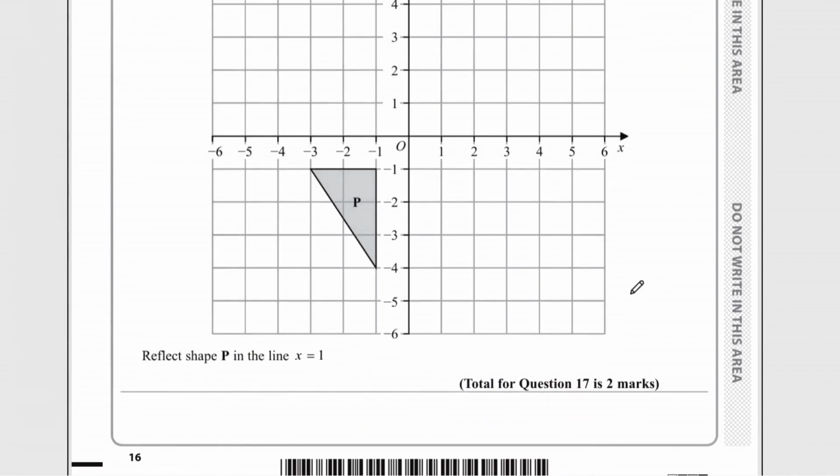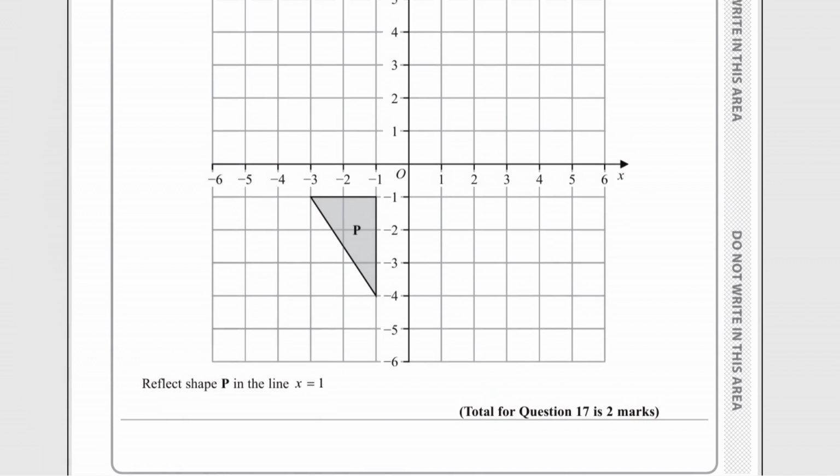Question 17. Okay, they said reflect the shape in the line x equals 1. So where is x equal to 1? Right here. Okay, we have it right here. Use your ruler. Okay, so you have this.